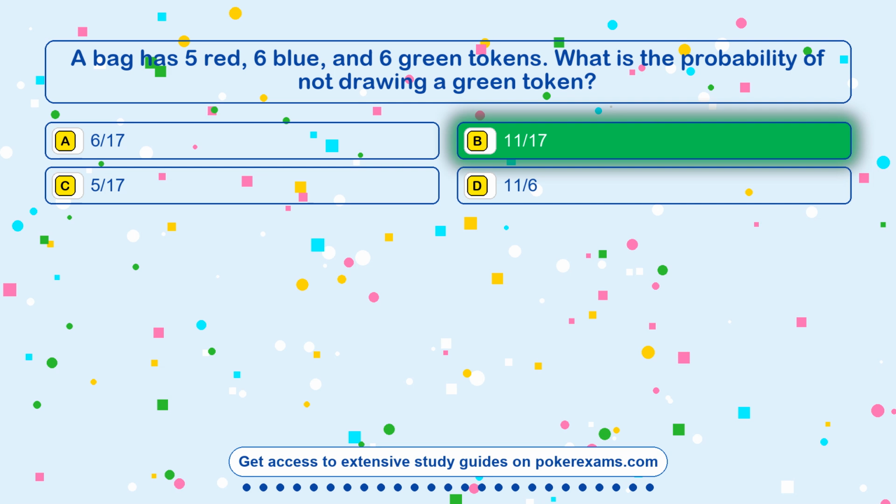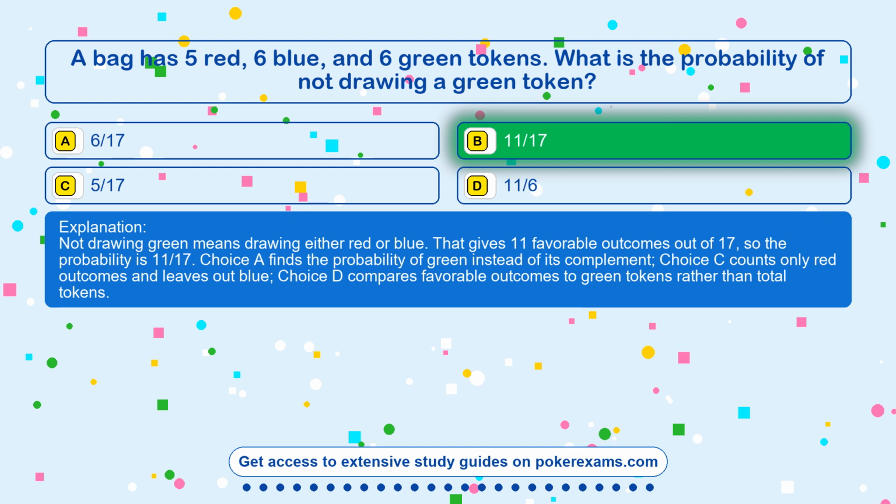The correct answer is option B, 11/17. Not drawing green means drawing either red or blue. That gives 11 favorable outcomes out of 17, so the probability is 11/17. Choice A finds the probability of green instead of its complement, choice C counts only red outcomes and leaves out blue, choice D compares favorable outcomes to green tokens rather than total tokens.